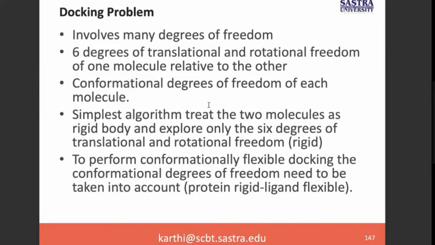So what is rigid docking? There is no conformational flexibility either for the protein molecule or for the ligand molecule. Just like the lock and key model, right?